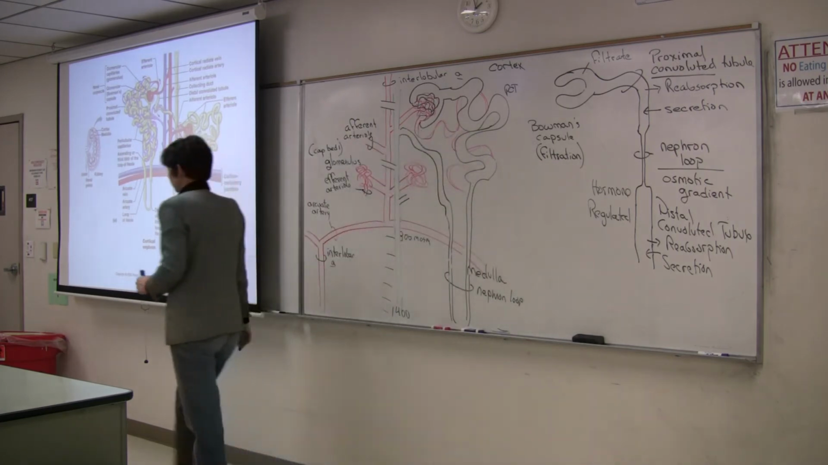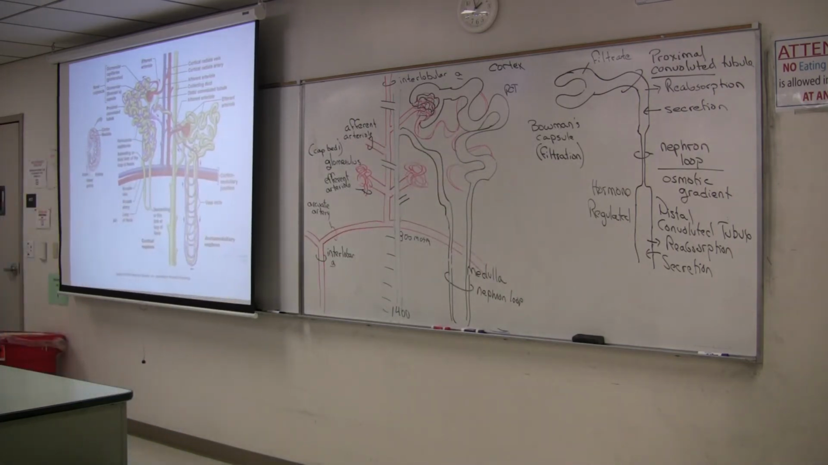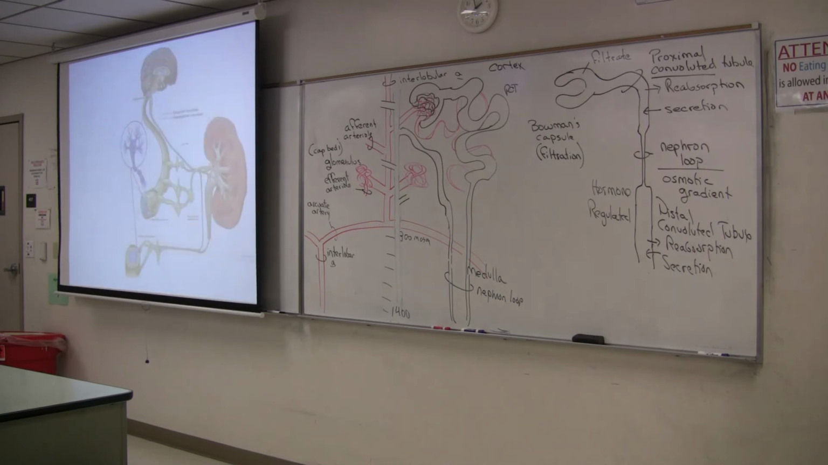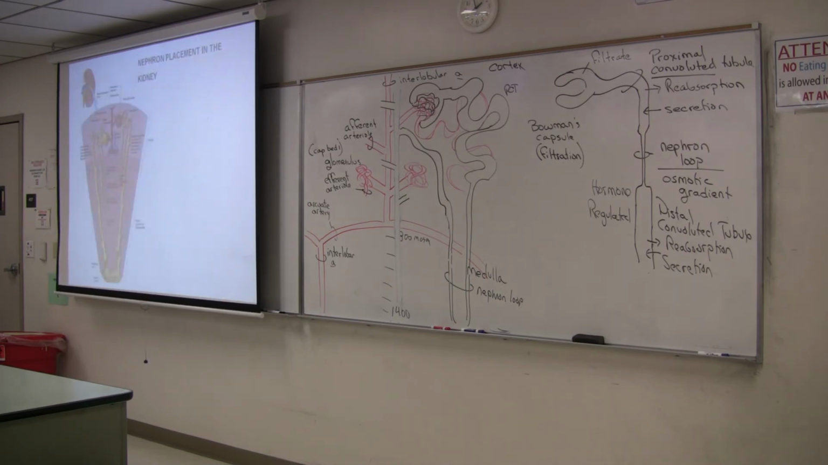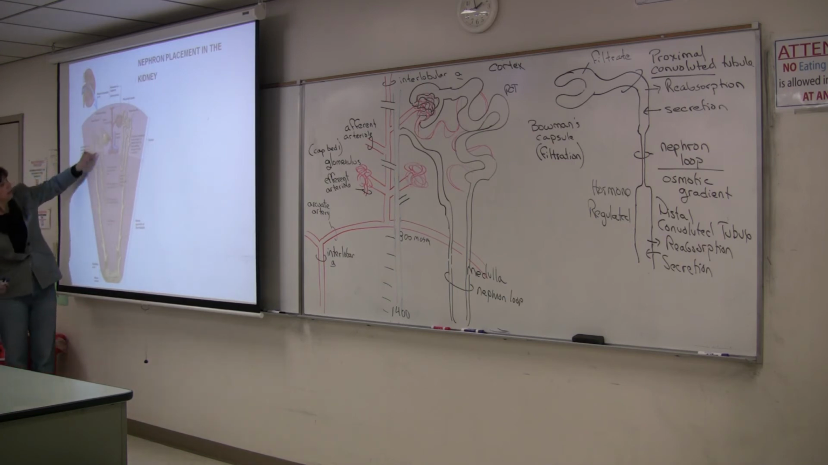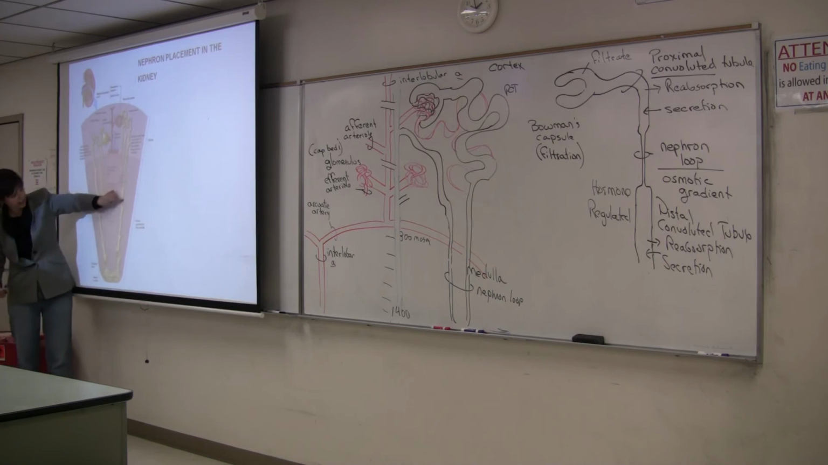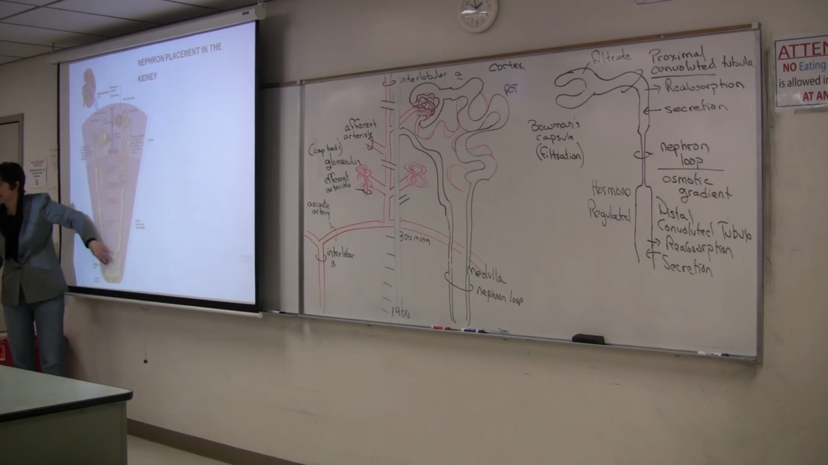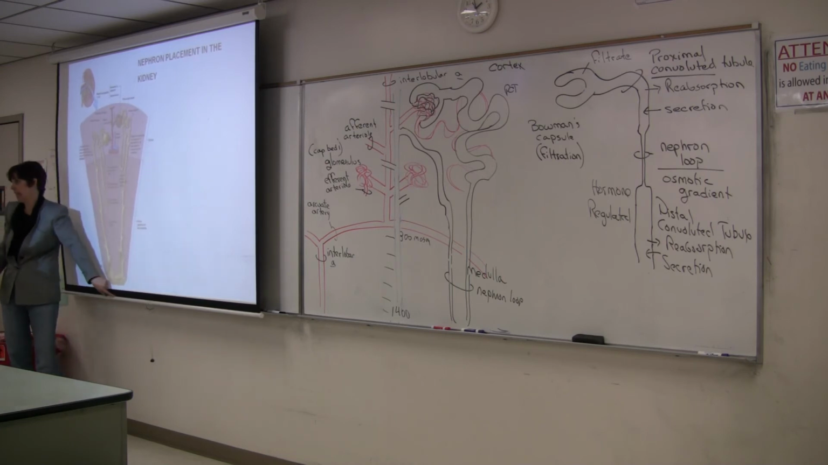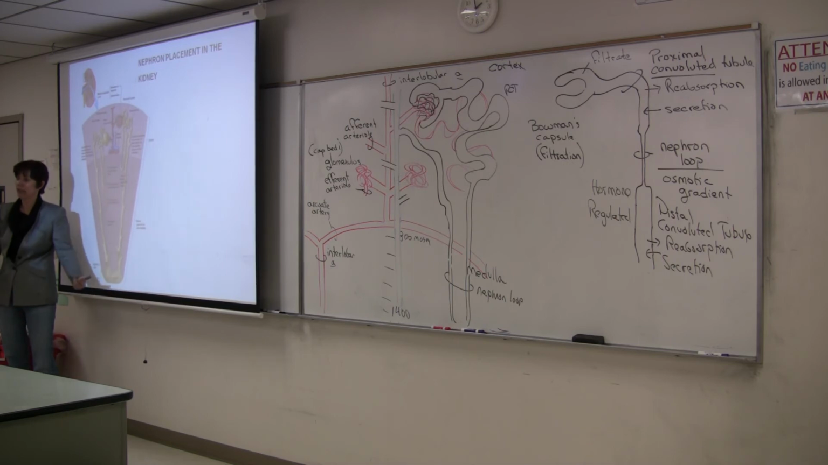It's how the filtrate is finally changed to its final composition. So here's the nephron loop, collecting duct. All the collecting ducts come together to form larger papillary ducts. And this would be the papilla, where it's finally emptying into the minor calyx. And at that point, we call it urine.